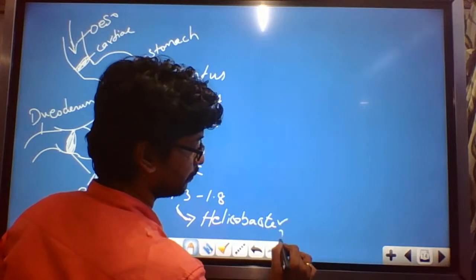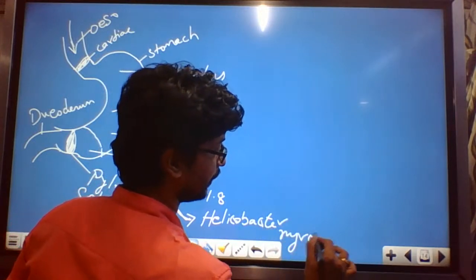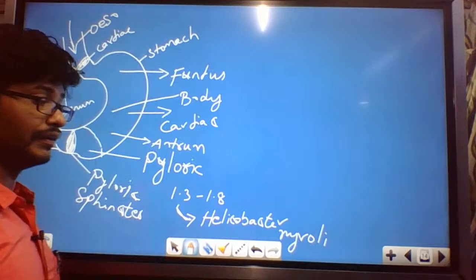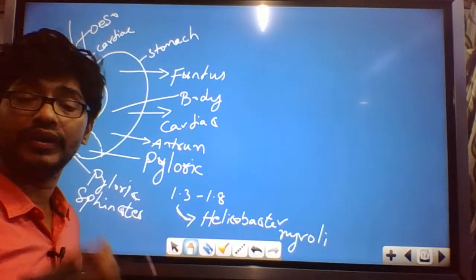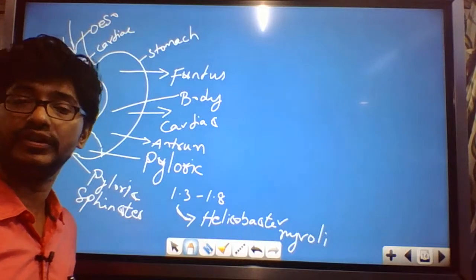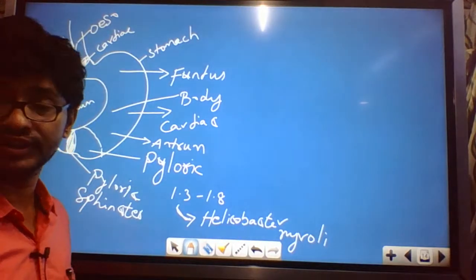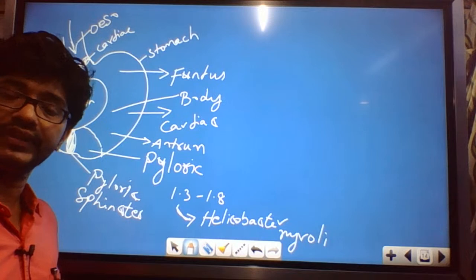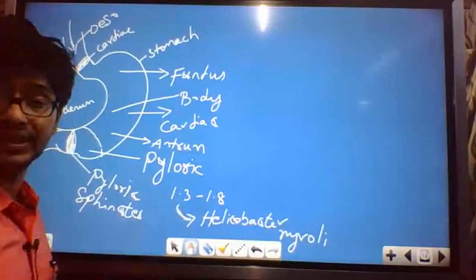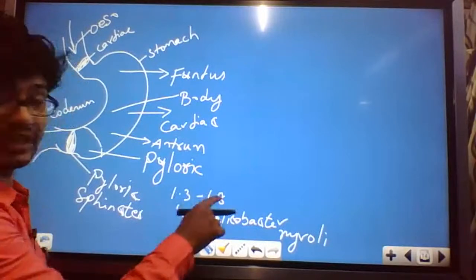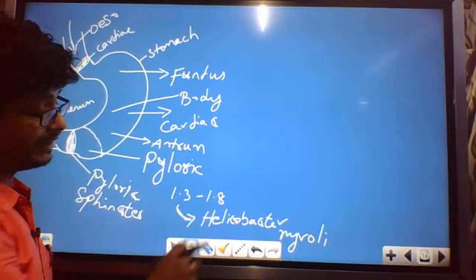Helicobacter pylori. This is one of the bacteria which can cause ulcer. If you're skipping breakfast and not eating food on time, then you're paving a way for the entry of this bacteria. This bacteria can very well adapt to the acidic pH, which is like 1.3 to 1.8.